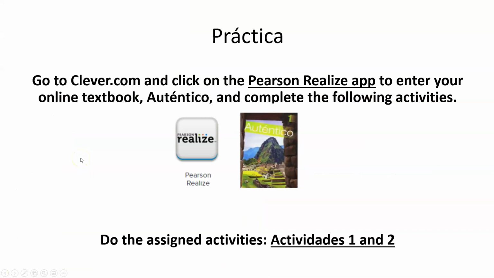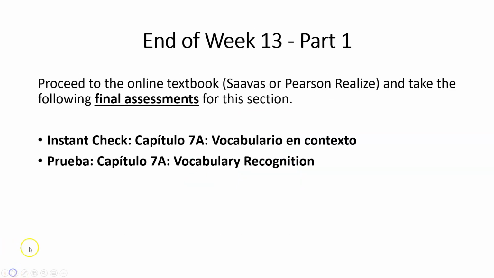All right, go to clever.com and click on the Pearson Realize app to enter your online textbook Auténtico and complete the following activities. Do the assigned activities 1 and 2, and proceed to the online textbook and take the final assessments for this section. Instant check Chapter 7A, Vocabulario en Contexto, and Prueba Capítulo 7A, Vocabulary Recognition. All right, good luck.